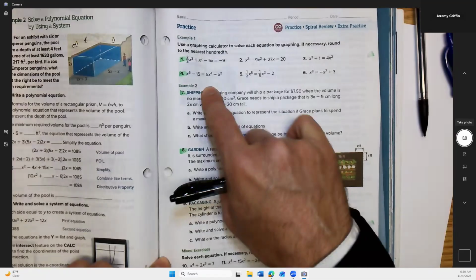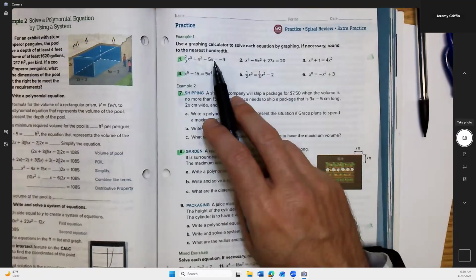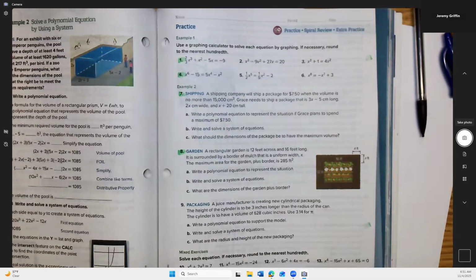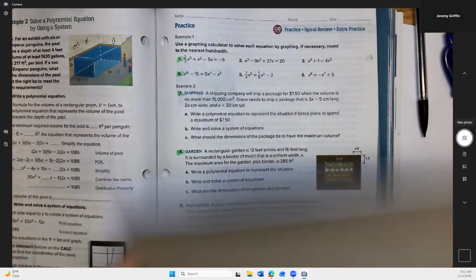Right, got two very mathematical examples. Use graph calculators, solve each by graphing. If necessary, round to the nearest hundredth. Now, you guys know that you totally can make an XY table for each of these, right?